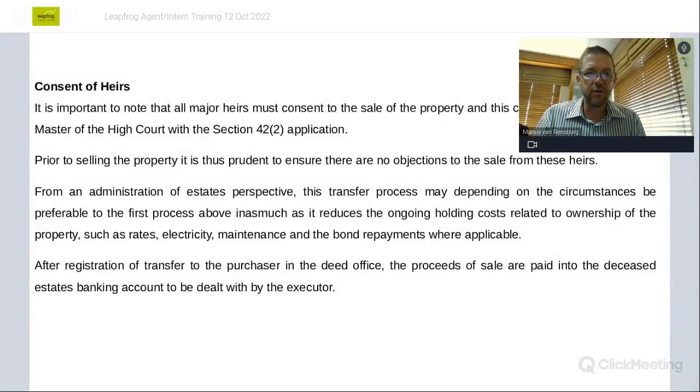Guys, just a few closing comments on this issue of the 42(2). I need the consent of all the major heirs in the estate. So in other words, if you're going to sell property and you have an executor, you must double check with the executor that there aren't four siblings who hate each other and who aren't going to agree to the sale of the property. I need the consent of all major heirs in the estate, so anyone who's going to inherit. And when I get my 42(2) endorsement, I need to get a written document from those heirs saying we consent to the transfer of the property. Okay.